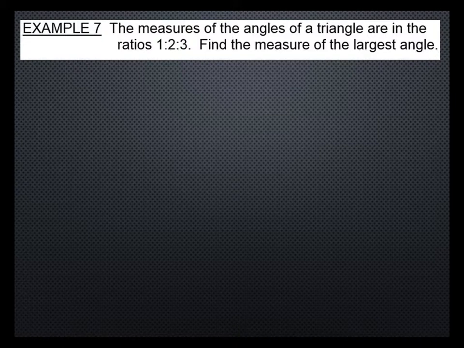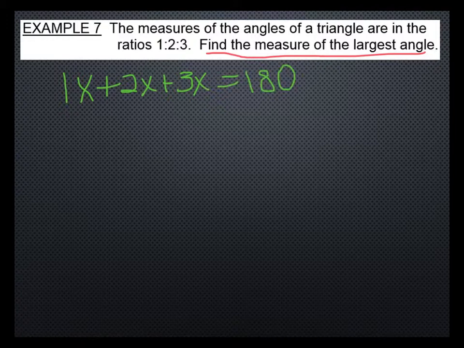Example 9. The measures of the angles of a triangle are in the ratios of 1, 2, and 3. Find the measure of the largest angle. We know that all angles inside of a triangle add up to equal 180. So if we go ahead again and use x, 1x plus 2x plus 3x, those come together to equal 180. 1 plus 2 plus 3 is 6. So we have 6x equals 180. Divide both sides by 6. X would be equal to 30.